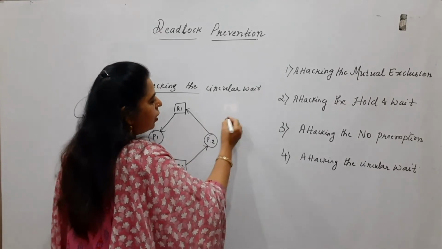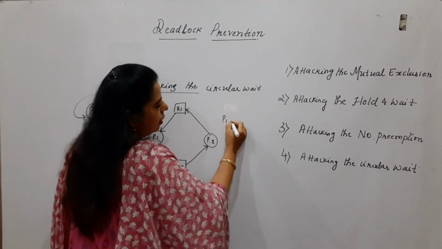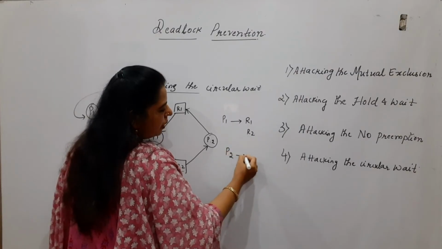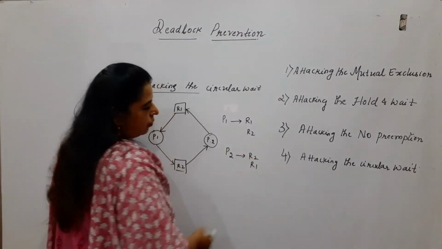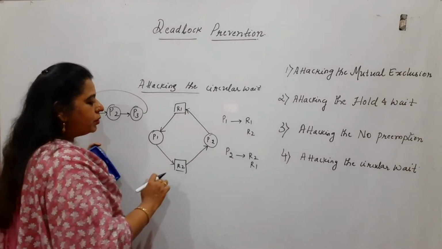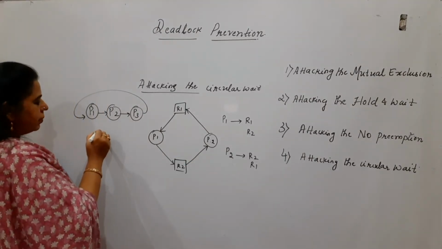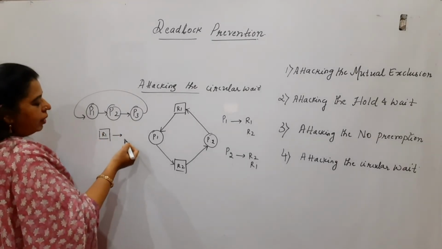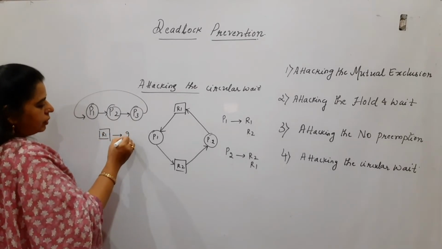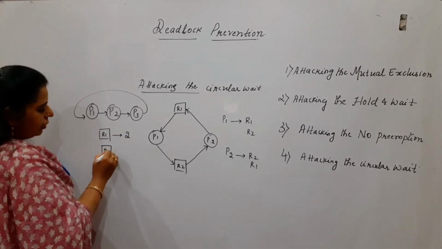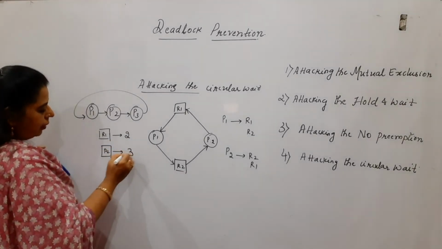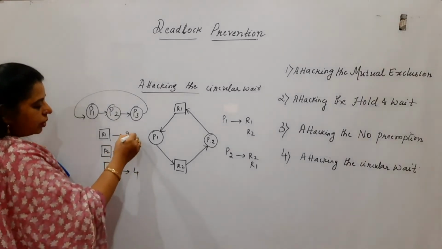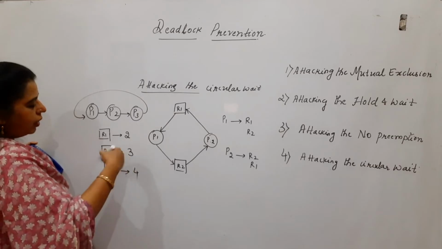Normally the processes are making requests. Process P1 will request R1 and then R2. Process P2 is making the request first for R2 and then R1. So now the system should give some numbering to the resources. Suppose resource R1 gets the number 2, resource R2 gets the number 3, and for a third resource, give another number. You can give it in ascending order or in descending order.